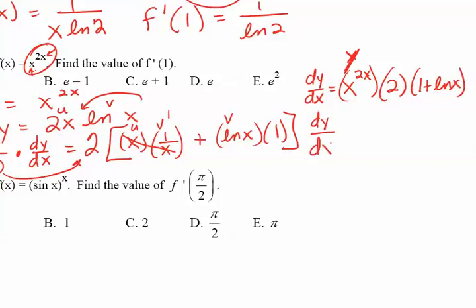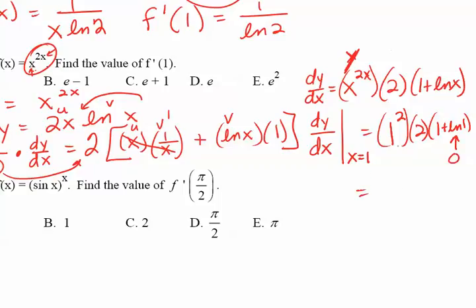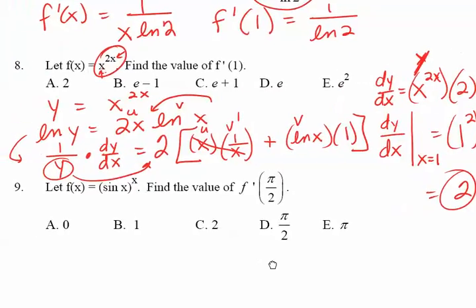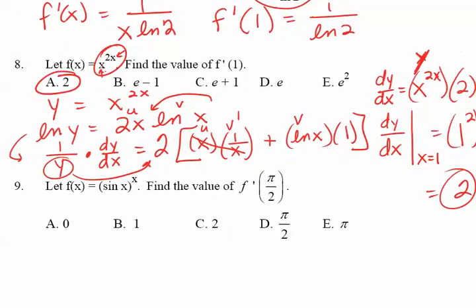We want to find the derivative. dy dx is the same as f prime. We want to find that when x is equal to 1. So we want 1 to the second power times 2 times 1 plus ln of 1. We know that the exponent on e that produces 1 is 0. So we've got a 1 times a 2 times a 1. So I am coming up with a 2. So that would be our choice A.